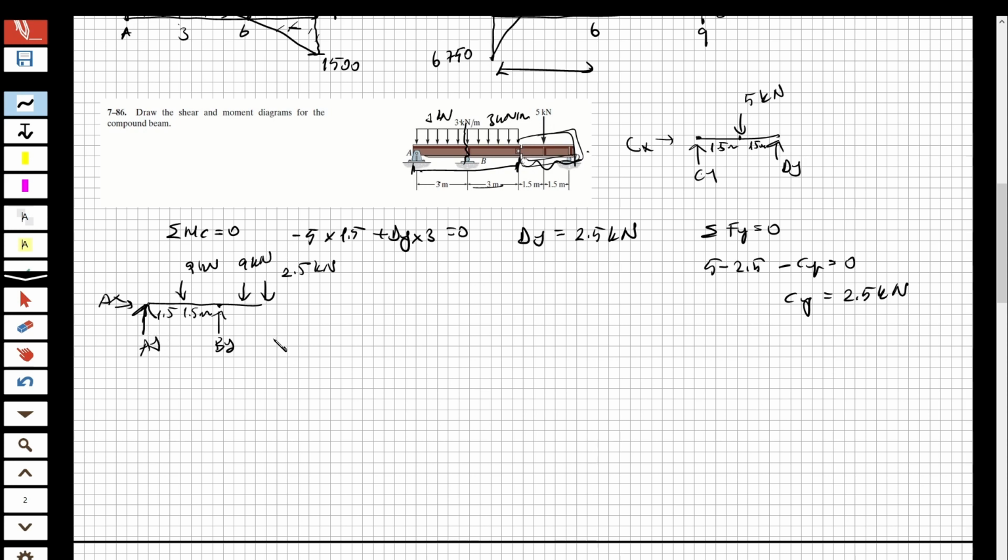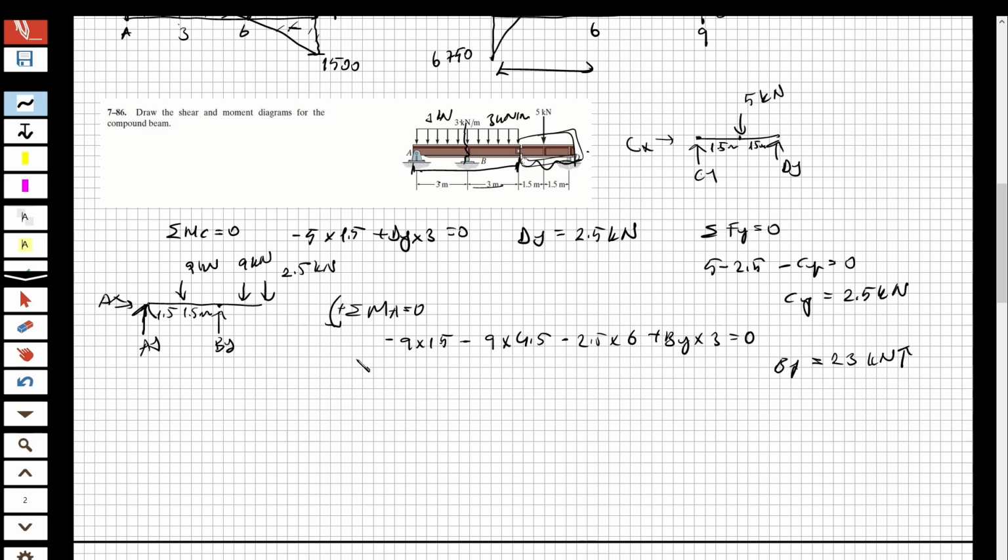And now I have the free body diagram of the shape. So let's write the moment equation. Total moment at A is equal to 0. This direction is positive. And when I take the moment, it's going to be minus 9 multiplied by 1.5, minus 9 multiplied by 4.5, and minus 2.5 multiplied by 6, and plus By multiplied by 3 equal to 0. And By is equal to 23 kilonewton as upward direction.